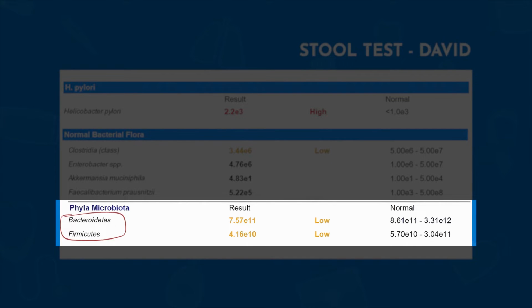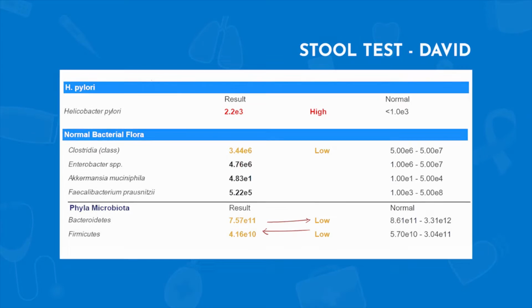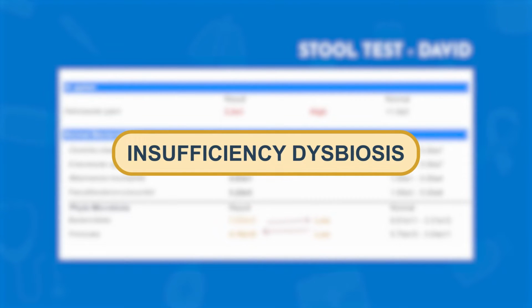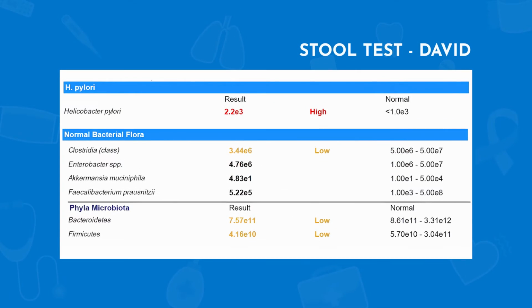So these two bacterial phyla, Bacteroidetes and Firmicutes, are showing us a snapshot of about 85% of good bacteria in the gut. And we can see very clearly that this patient is low on both of them, low on 85% of the beneficial bacteria. This is something that I call insufficiency dysbiosis. There are insufficient amounts of good bacteria, and that really is a problem because this creates an inflammatory situation. We need good bacteria, and we need them in sufficient amounts. Part of the reason why we have this is a lack of fiber in the diet.